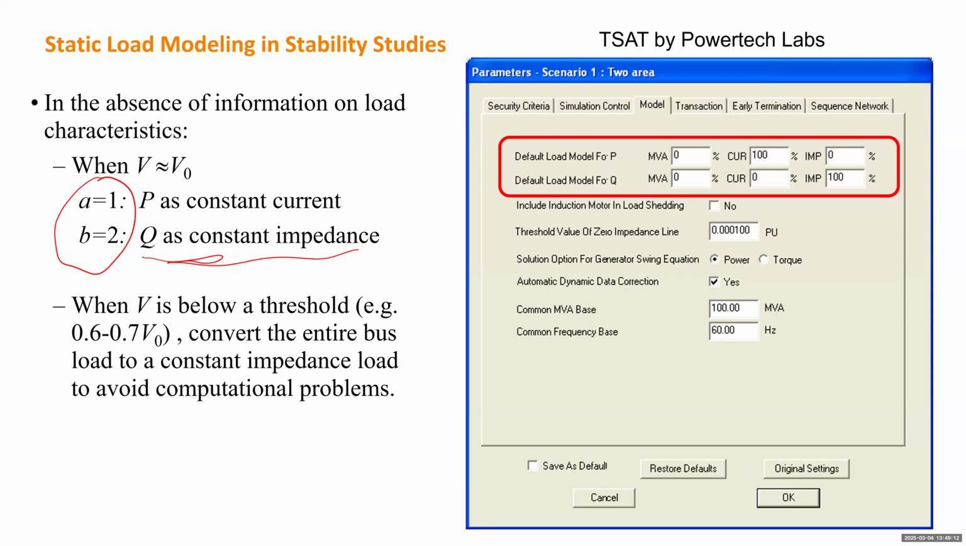So usually such software will suggest that if voltage is below a certain threshold, like 60 or 70% of nominal voltage, you need to convert the entire bus into a constant impedance load. That is due to a couple of reasons. First, it may be similar to how this load really behaves. Second, it can avoid some computational problems, because if you keep a constant current or constant power load, the simulation may become divergent more easily. So those are the best practices.